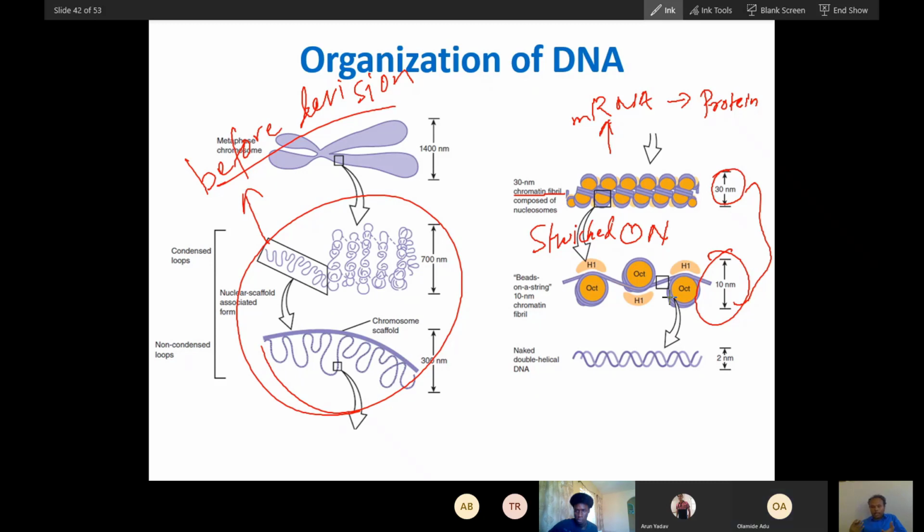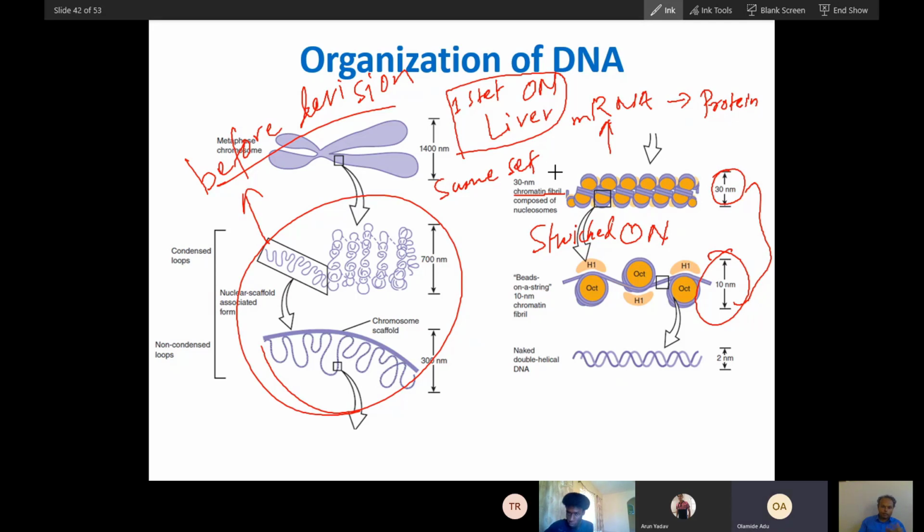You already know that some genes in our cell are switched off and some genes are switched on. A set of genes is switched on in liver. The same set of genes is not switched on in muscle. That is why muscle is different from liver.